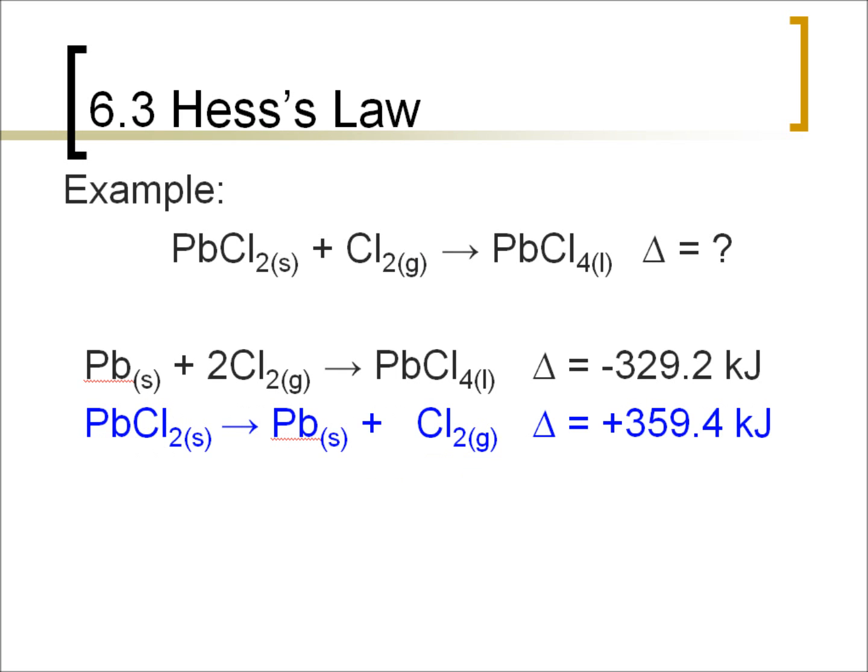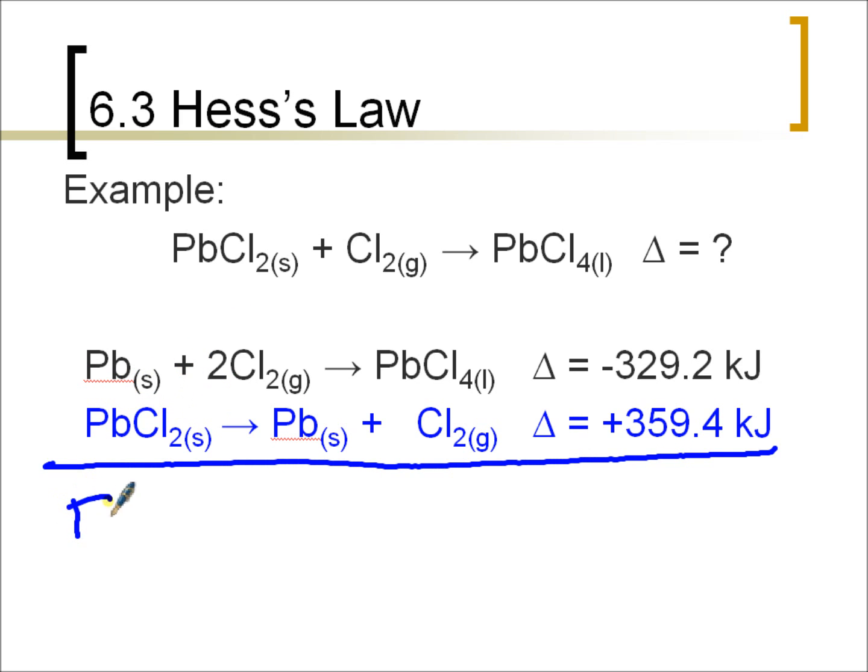I colored this blue just so you can see that I flipped it, and the sign on my delta H has now changed to a positive number. It saves space on my board, so I've done that. Now all my species are on the correct sides, and if I add these two together, I should get the product that I'm looking for. So I'm going to add these two reactions up. I have only one PbCl2 from both sides, so that's going to carry down. I notice here I have a Pb on the left side and a Pb on the right side. They're going to cancel each other out.